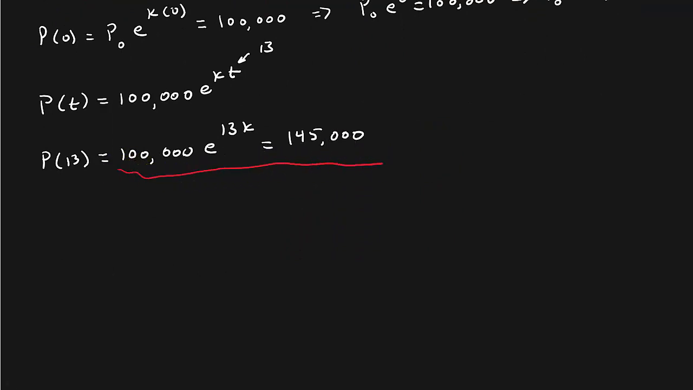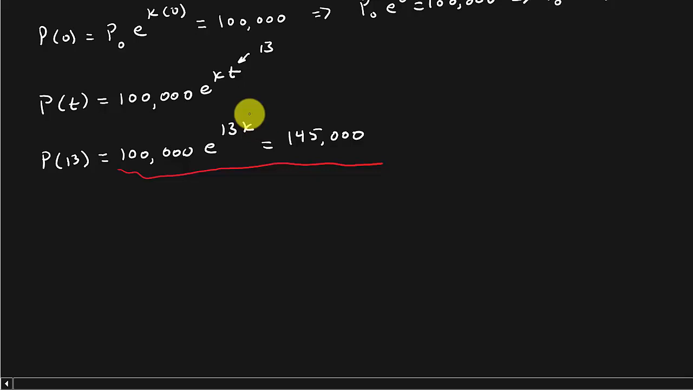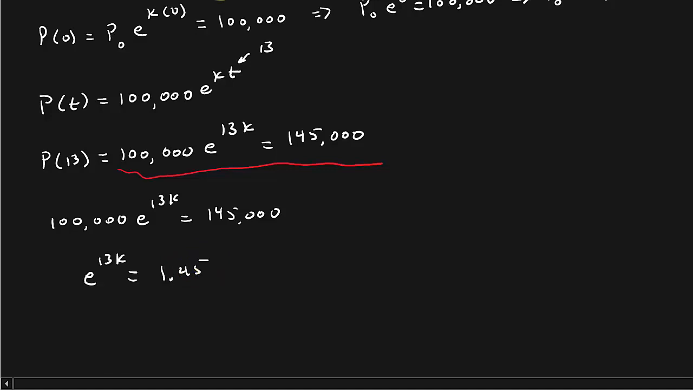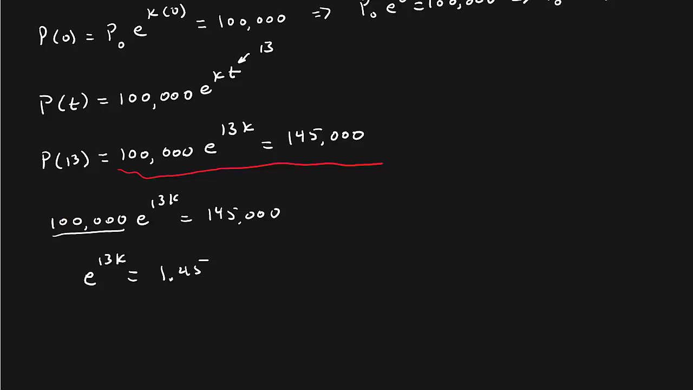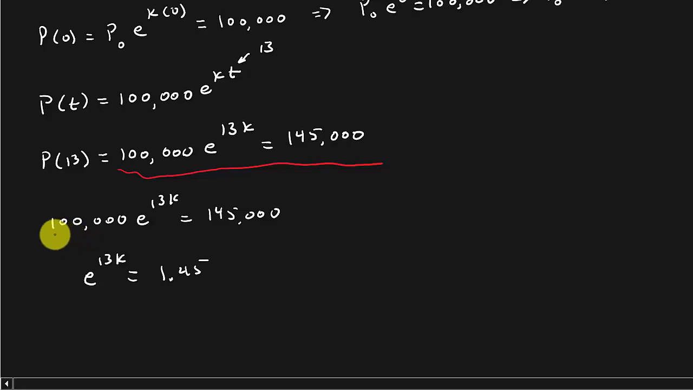All right, so now you can see this equation here I have. I can actually solve for k. K is my only variable. And so I've got 100,000 e to the 13k equals 145,000. And so e to the 13k equals, so I'm going to divide both sides by 100,000, and that gives me 1.45. Okay, so all I did there, let's undo that. I'm going to divide both sides by 100,000.